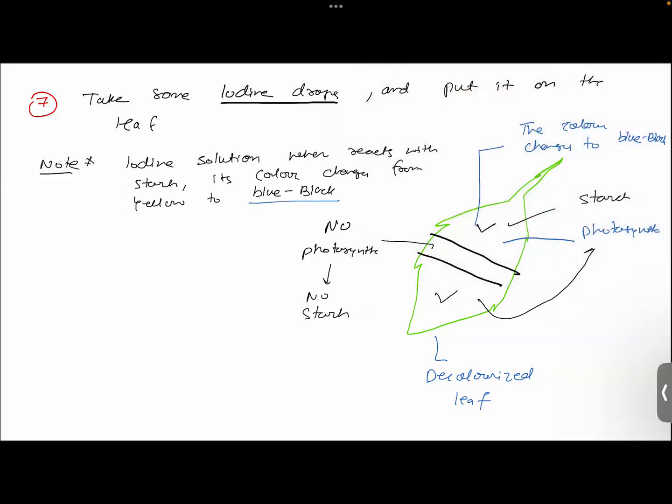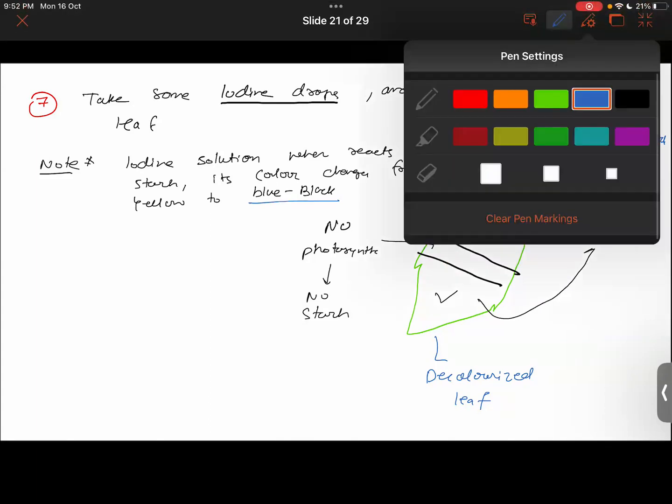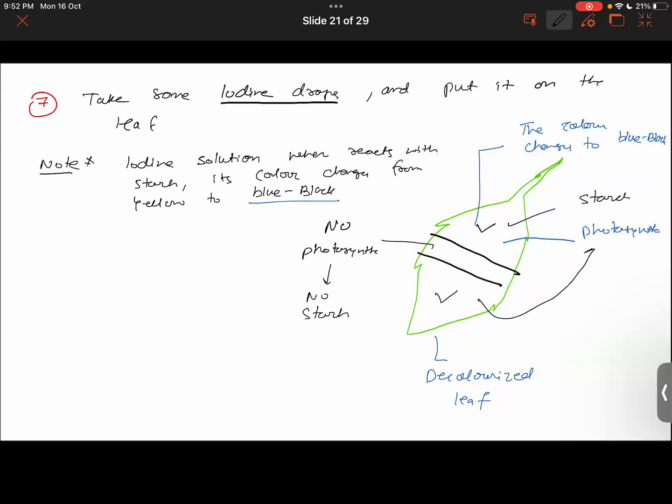Thereby we confirm that yes, that portion of the leaf was doing photosynthesis, while this portion was not doing photosynthesis. So that was the test here. And if you were to see here, this portion also consists of chlorophyll. This portion also consists of chlorophyll.